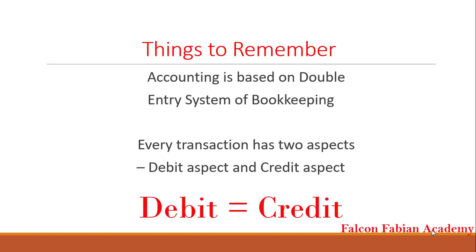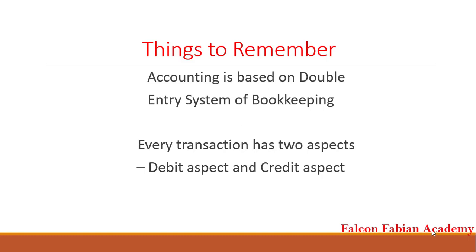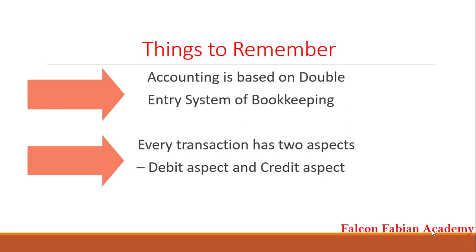We will have a look at the rules that are there and how we identify what to debit and what to credit in a moment. But these are the two things that you should always remember: that accounting is based on the double entry system of bookkeeping and every transaction has two aspects, a debit aspect and a credit aspect.